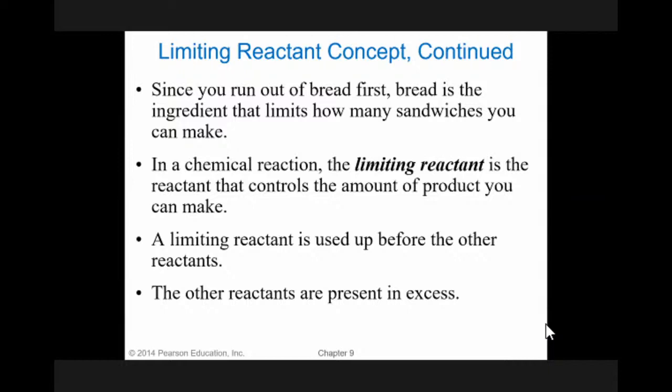Since you run out of bread first, bread is the ingredient that limits how many sandwiches you can make. So we gave you an example of things that you're familiar with. In a chemical reaction, now pay attention, the limiting reactant is a reactant that controls the amount of product you can make.